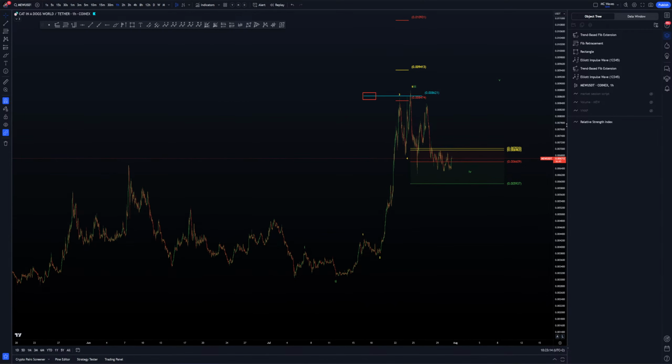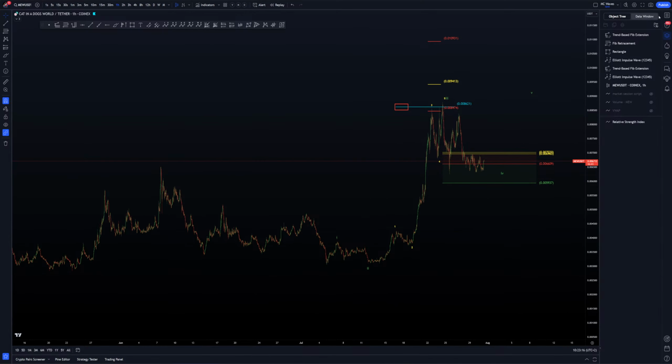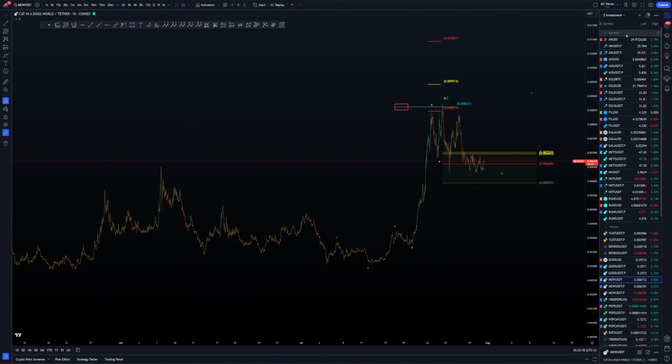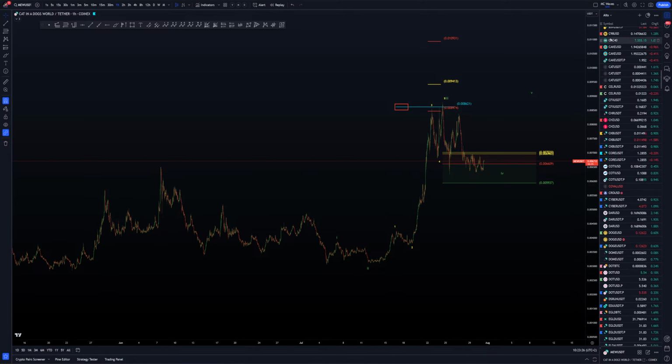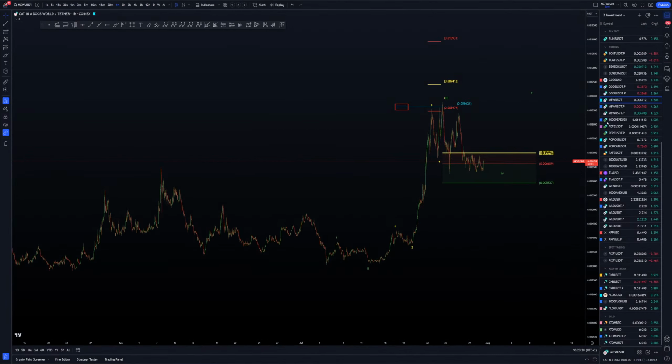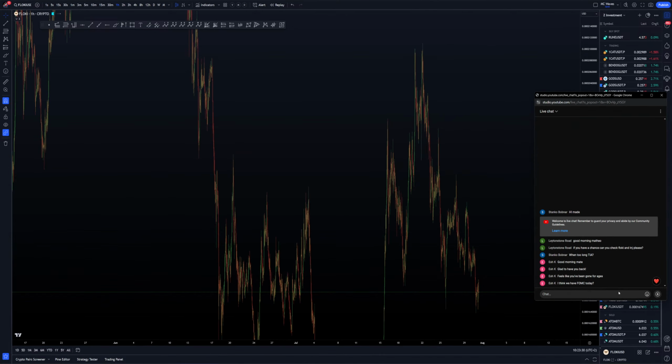Well, this one. I don't have TIA in this. I'm gonna go in the alts. No, it's not TIA, it's FLOKI. Oh, well, I've got FLOKI in this, I'm stupid. FLOKI.